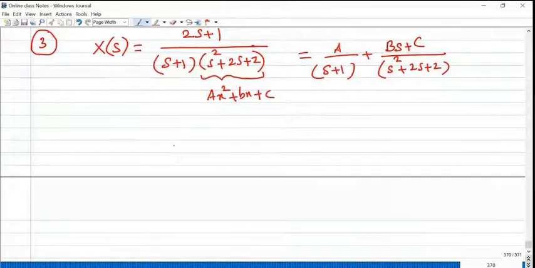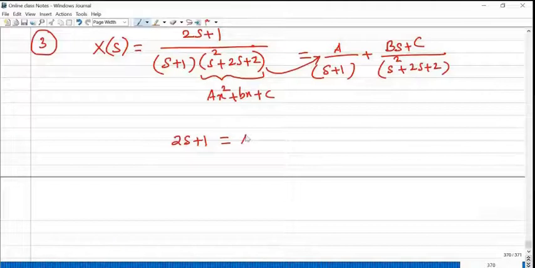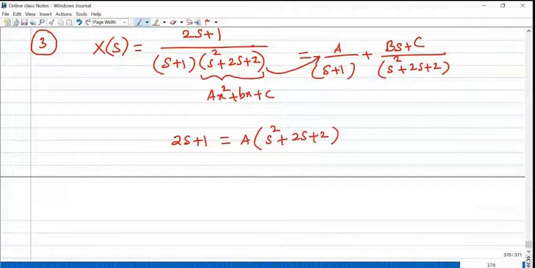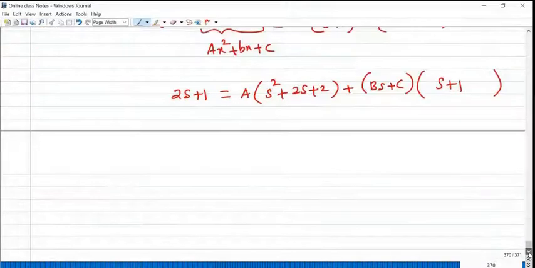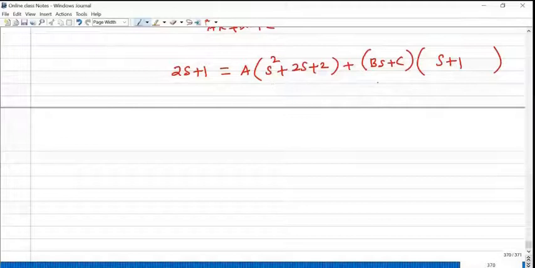Okay. In this way, you have to solve it. Now, 2s + 1: keep your 2s + 1 on the left side, and multiply this entire term on the right side. So you will get A(s² + 2s + 2), and (s + 1) cancels. Next, (Bs + C), this entire term multiplied with this term, cancel, you will get (s + 1). Okay. After this simple procedure, you have to expand this in terms of s², in terms of s, in terms of constant.